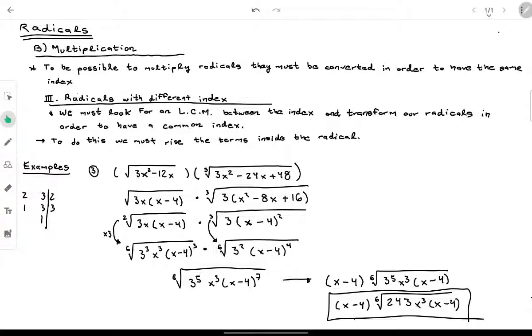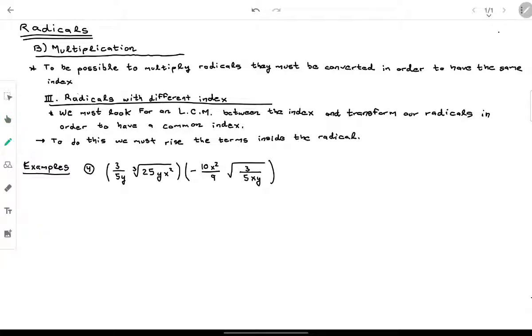How do we do it? The number that we need to multiply to become the other is the number that it will be raised to, whatever is inside our radicals, and then we will have a normal multiplication of radicals with the same index. Let's do one last example. It's something very similar. First, we need to decompose what we have inside the radicals.